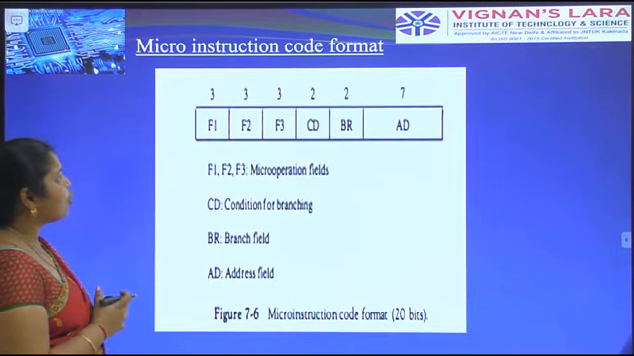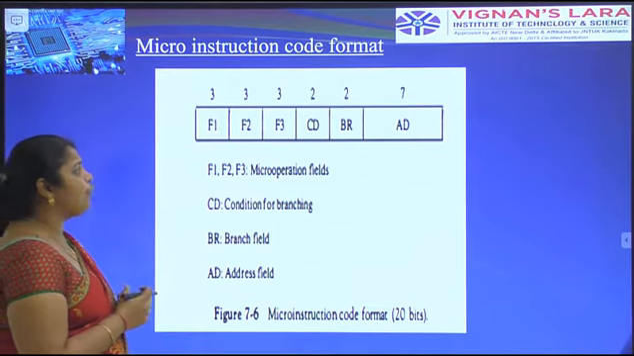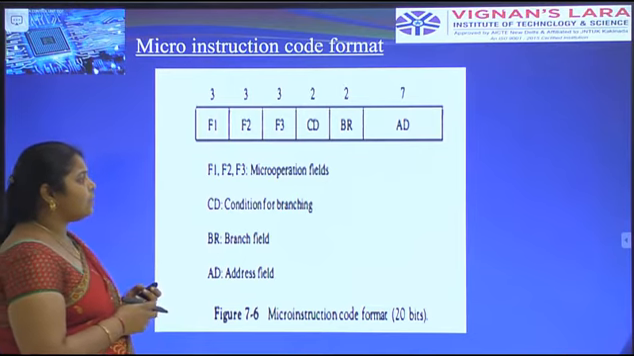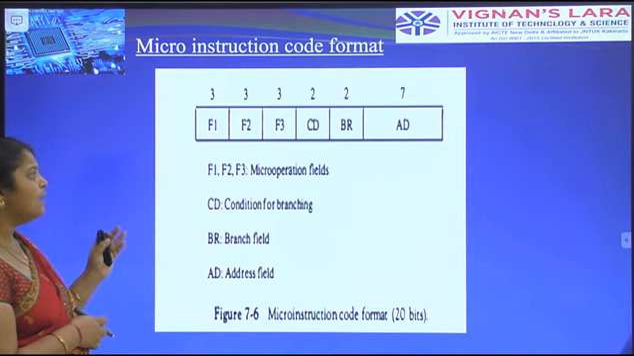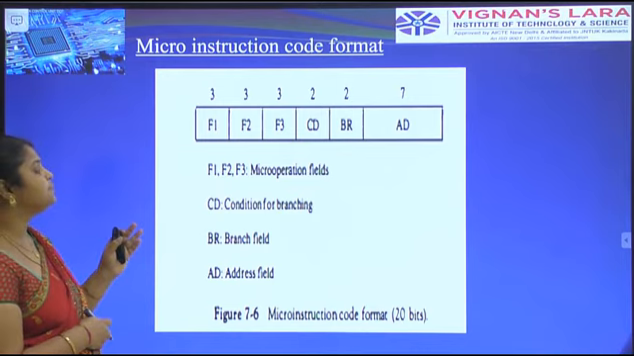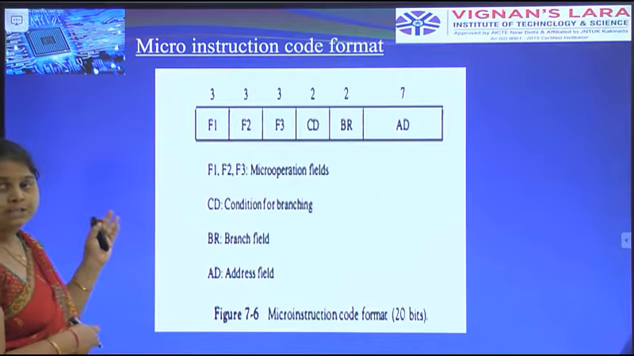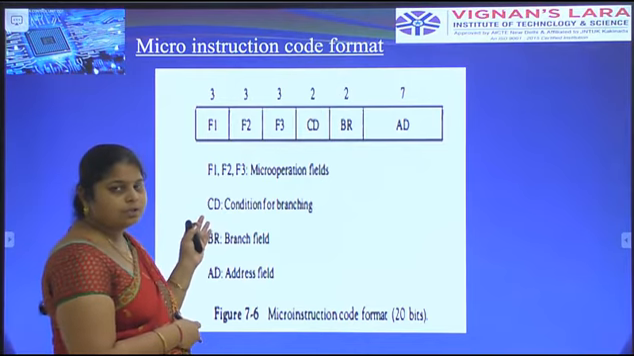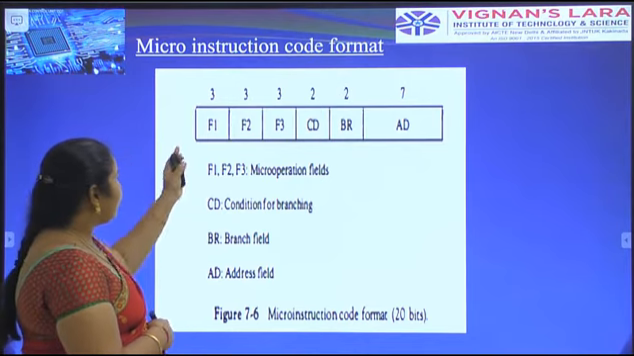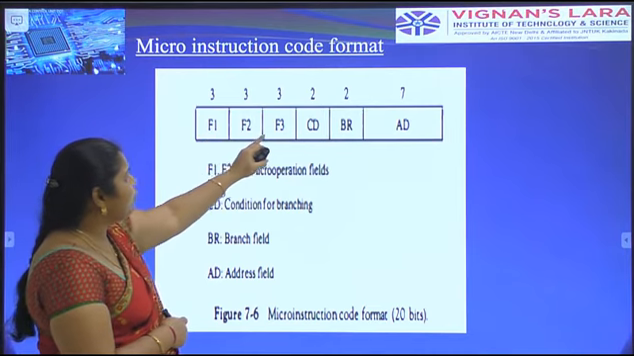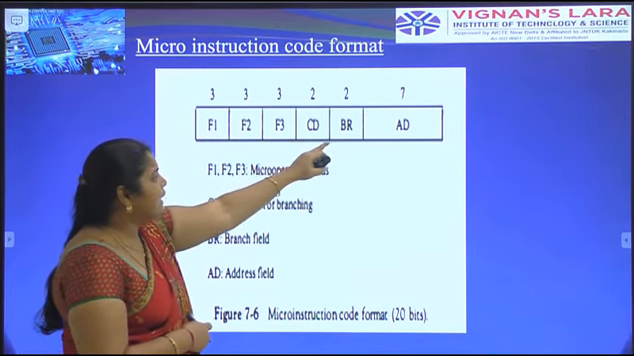This is the microinstruction code format. Here we are using 6 fields in the microinstruction code format: field 1, field 2, field 3, CD, BR, AD.